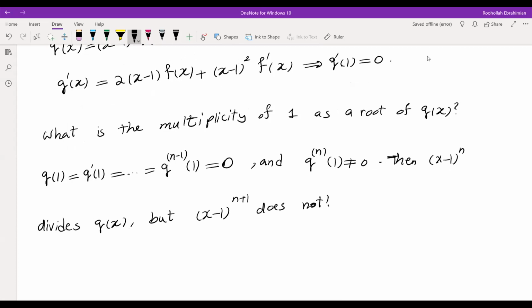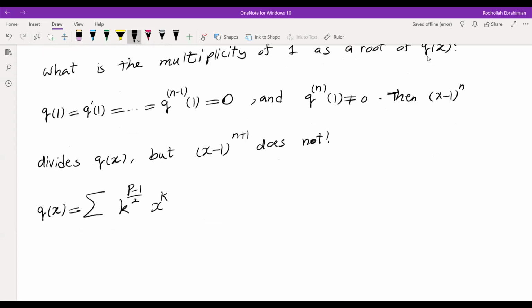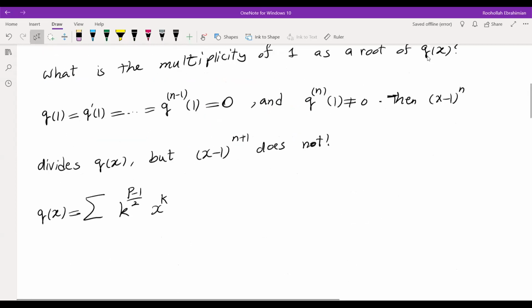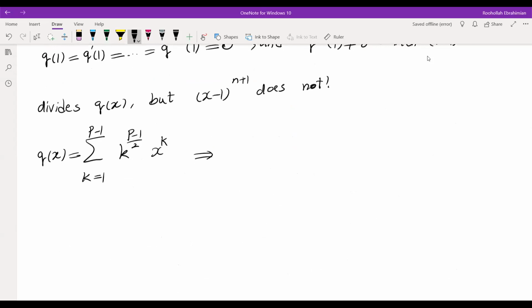Okay, so the bottom line is I'm trying to find derivatives of q at 1. So q of x was given as the sum of k to the power of (p minus 1) over 2 times x to the power of k, I believe, and k ranges from 1 to p minus 1. So the first thing is to plug in 1 and see what we get. So plug in 1, we get q of 1 is equal to the sum of k to the power of (p minus 1) over 2, k equals 1 to p minus 1.